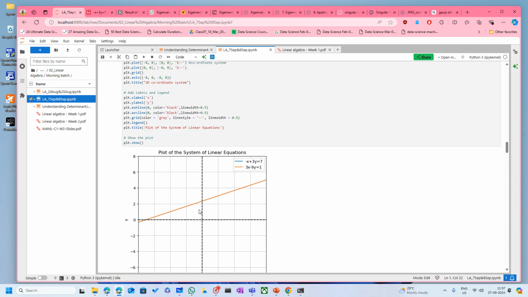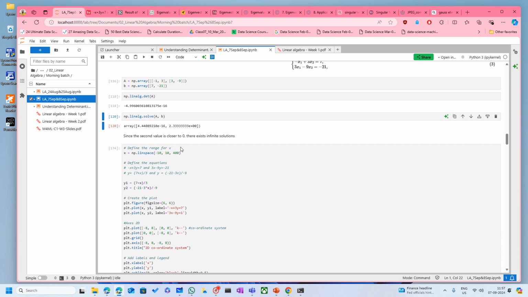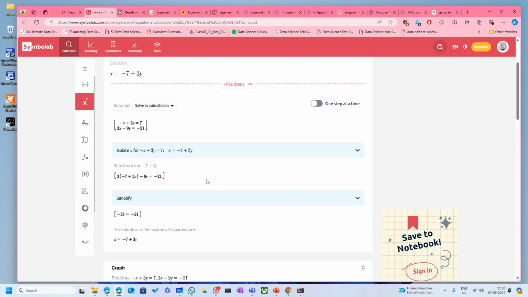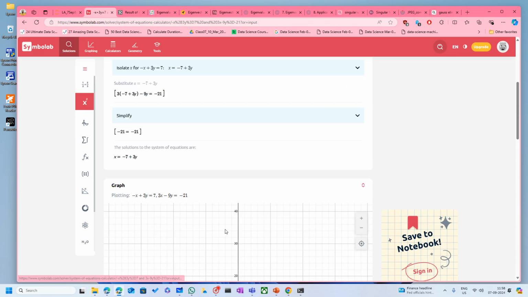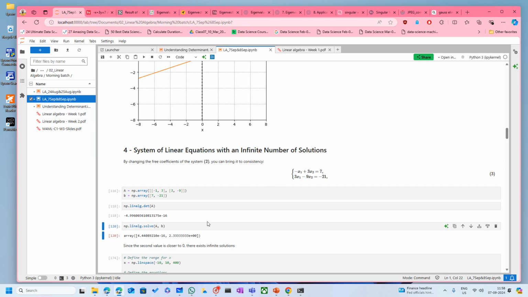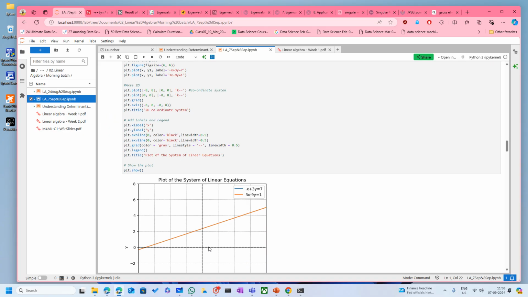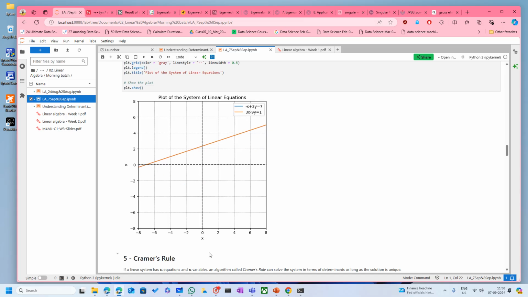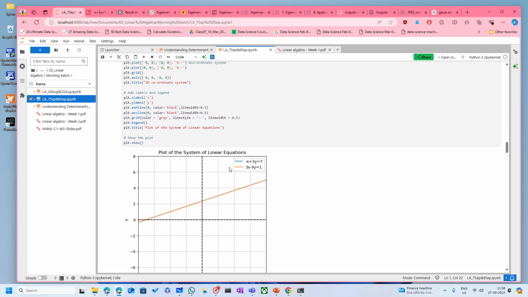Let's look at it interactively to understand what it means. If you multiply, you can see the x and y values are changing. That means an infinite number of x and y values are present for both equations. That is what it means. So when two equations coincide with each other, the system of linear equations has an infinitely large number of solutions.